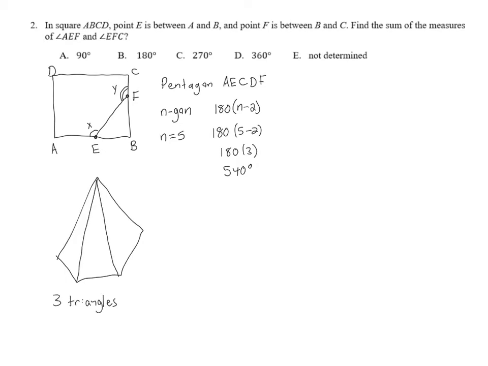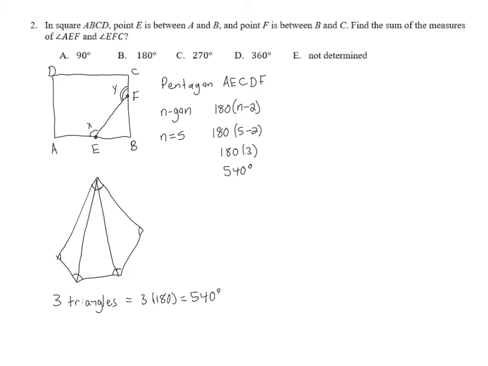But notice that the sum of the measures of the angles of the pentagon is equal to the sum of the measures of the angles of all the triangles. If you take all the angles of the triangles, one at a time, and you add them up, you end up with all the angles of the pentagon, and none other. And we know that each triangle, the sum of the measures is 180 degrees, and so if we have 3 triangles, that gives us 3 times 180 degrees, which gives us 540 degrees, as we saw above.